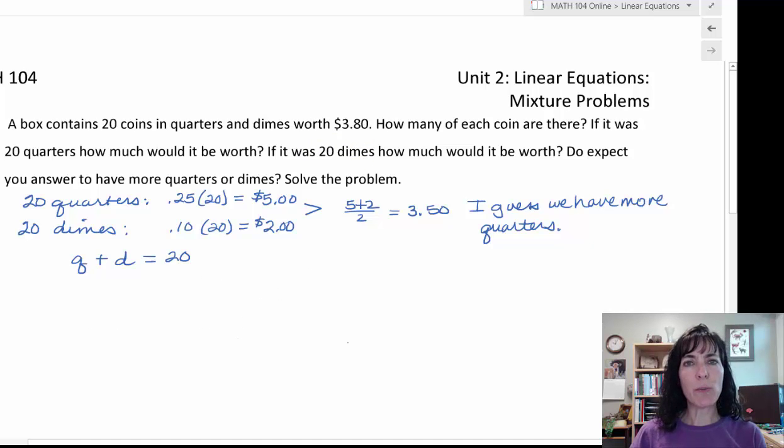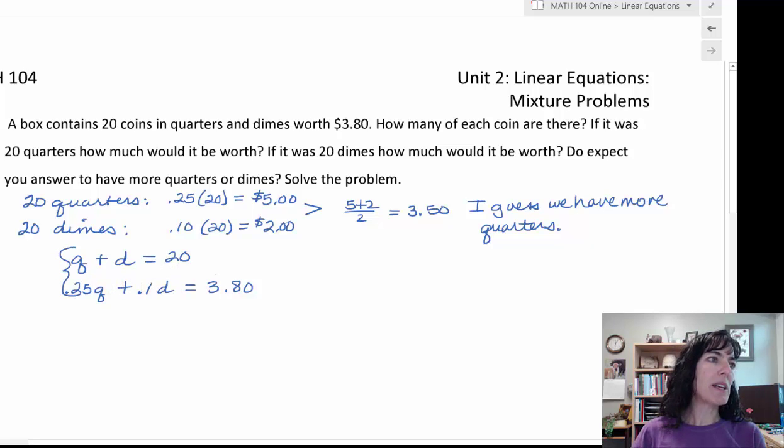Well, I can't just say quarters plus dimes is $3.80, because that's not going to take into account how much each coin is worth. But we have a clue where we did the 25 cents times how many of the coins we had. We'll do that for this full problem as well. So it'll be 0.25 times however many quarters we have plus 0.10 times how many dimes we have, and we get the value of $3.80, which we were given from the start. So this is my system.